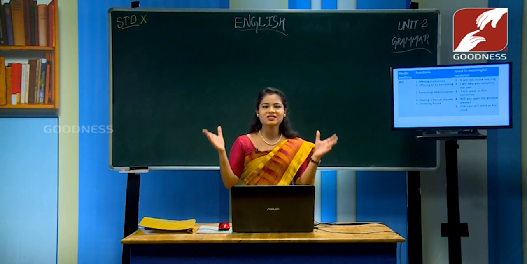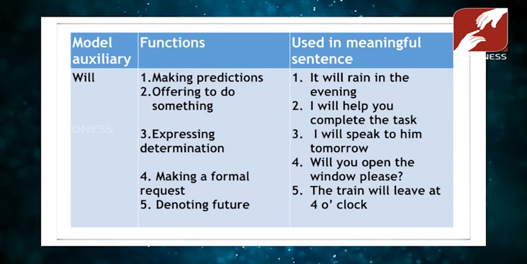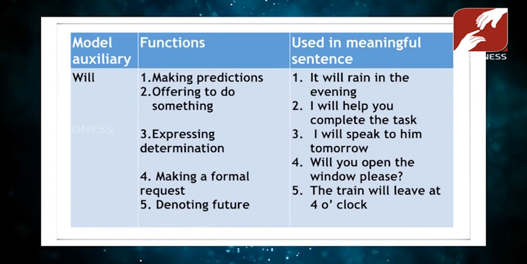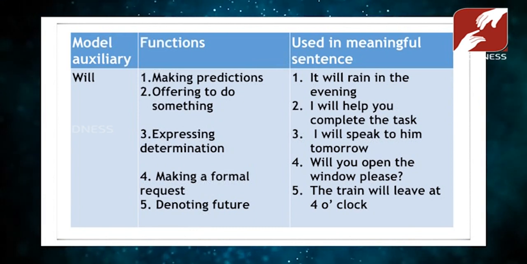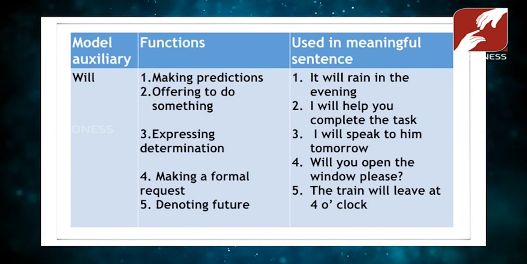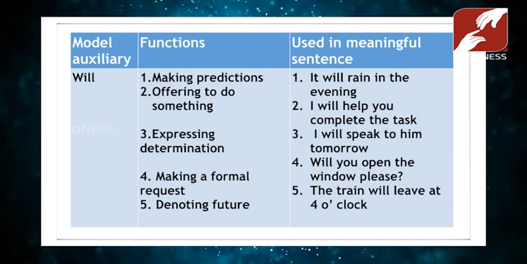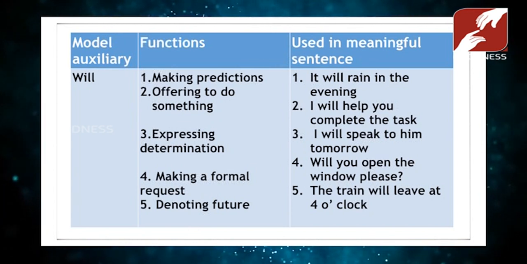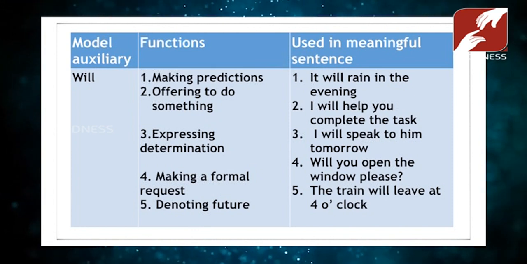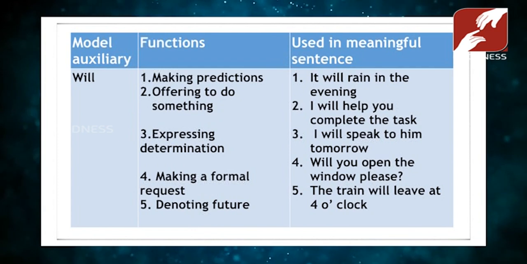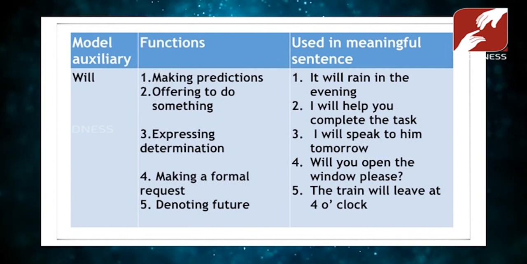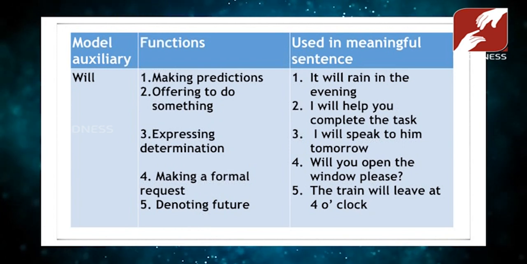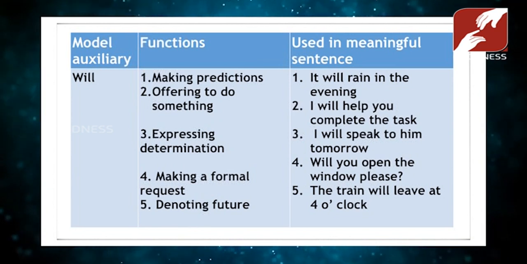And the third use is expressing determination. For example, I'll speak to him tomorrow. This is an example. Then the fourth usage is making a formal request. All of us make formal requests, isn't it? For example, will you open the window please? Will you help me to go there? Will you please give me your pen? All these are examples of making a formal request. And the last usage is something which denotes future. We have seen that earlier, as in the train will leave at 4 o'clock.